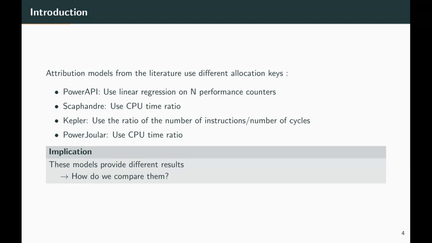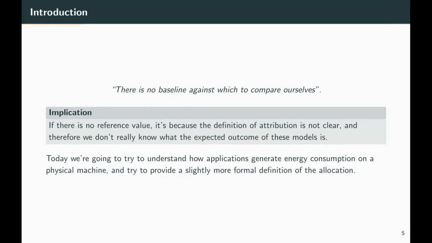In particular, for example, how can we say if a model is good or bad, and how can we say, for example, if Scaphandre is better than Power API, or Power API is better than Scaphandre? That was the question we were thinking about at the beginning of our research. So usually, when we ask ourselves why those models were not evaluated, the answer is there is no baseline.